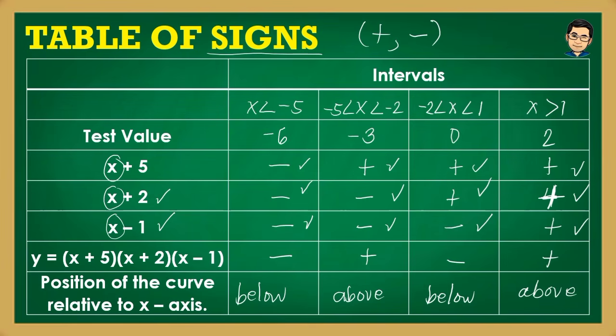So, kung makikita nyo po, using table of signs, yung curve po natin, magiging ganyan siya. Below the x-axis, above the x-axis, below the x-axis, above the x-axis. So, ganyan po ang magiging itsura niya. So, mamaya po makikita nyo po kung anong itsura ng graph ng given function natin. So, gamit po kasi ang table of signs, makikita na natin, kumbaga may clue na tayo kung ano ang magiging itsura ng ating graph.